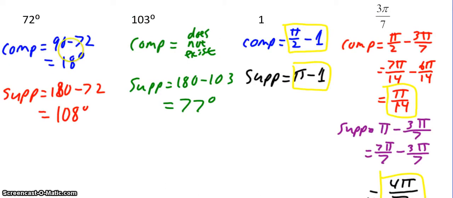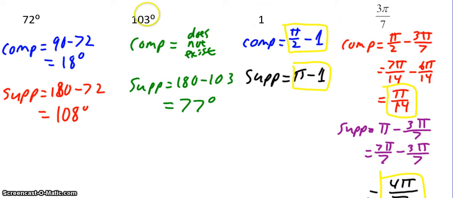Alright, so for the first one here, the complementary angle is 18 degrees and the supplementary angle is 108 degrees. You can see my work on how I did that. 90 minus 72 is 18, 180 minus 72 is 108. For the next one, 103 degrees is larger than 90 degrees, therefore there is no complement. The supplement, 180 minus 103, is 77 degrees.